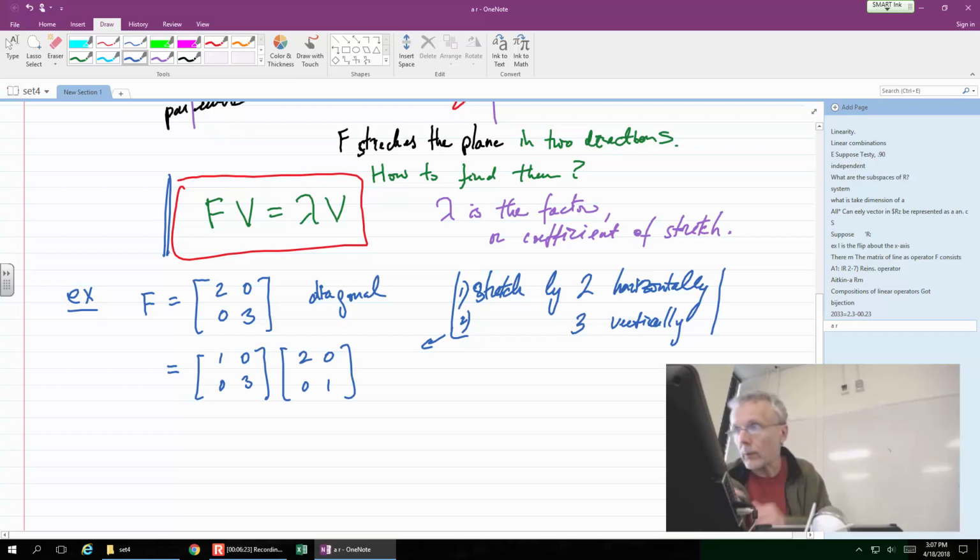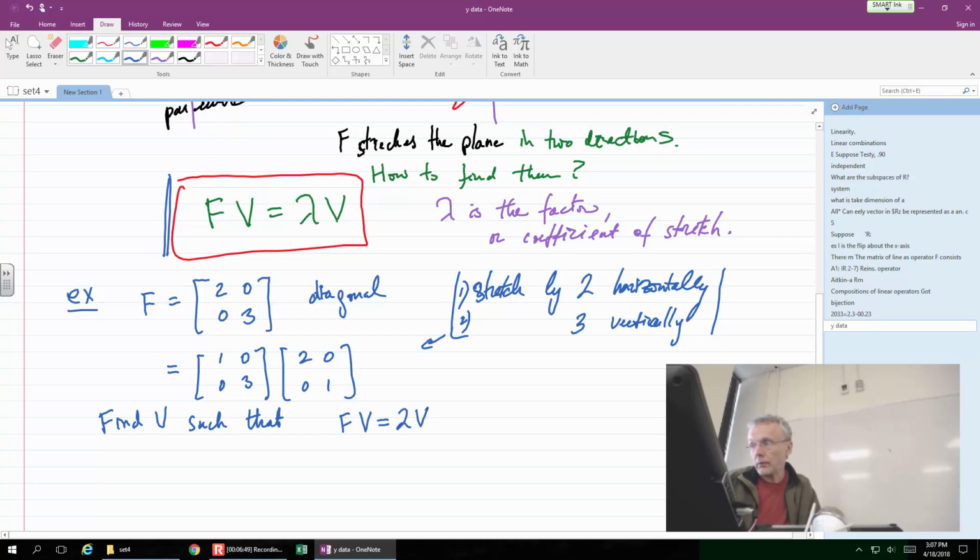Okay, and then hopefully we'll consider more complex cases. So my matrix is 2, 0, 3. Find V such that FV is equal to 2V, stretched by 2, and FV, well, let's name them V1 and V2, is equal to 3V2, like this. So we have two separate stretches.